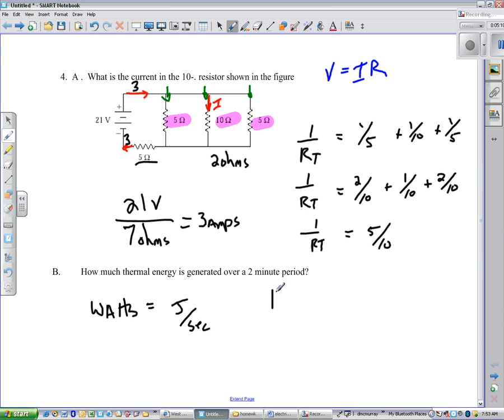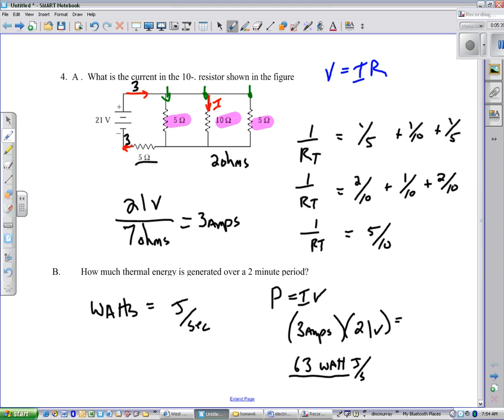And so we can find out power by saying P equals IV. Now we know I, and we have to use the total I, which is 3 amps, times the 21 volts. And 3 times 21 gets me 63 watts. Remember that 63 watts is really joules per second. I'm being somewhat redundant by writing them both in, but that allows us to recognize that if we multiply by seconds, that will cancel them out, and we'll be left with joules.